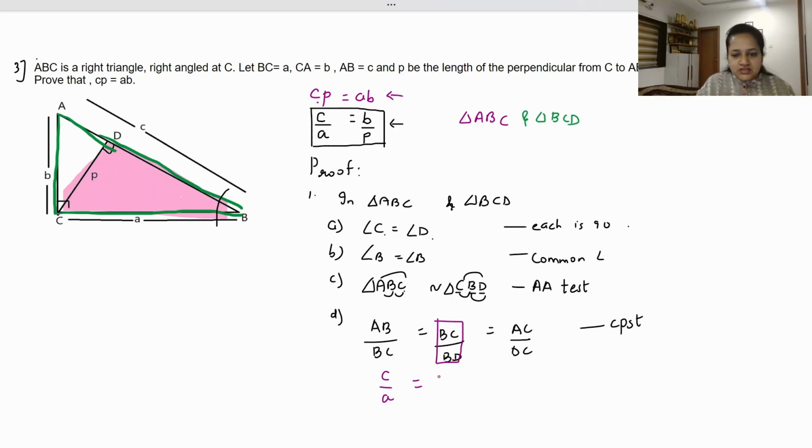Moving on to AC. What is AC? b. And what about DC? DC is p. If I cross multiply, what are we going to get? We'll get the same question: c into p is a into b. And this is what the question was. I hope you all have understood. Again, I'll repeat, children, please write and practice. That is going to help you. Thank you.